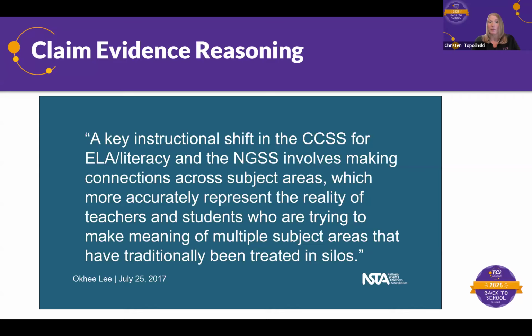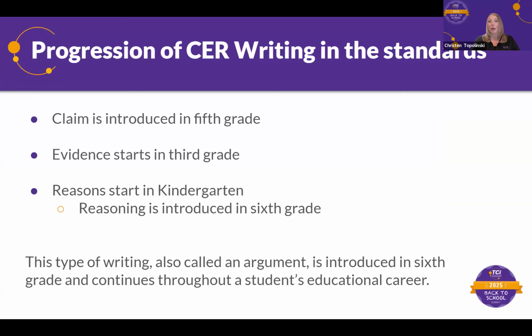So the key to claim evidence reasoning is really that we're communicating out some of the things that we've found as we go through these investigations. When we look at the progression in the standards, claim is introduced in 5th grade, evidence is in 3rd grade, reasons actually start in kindergarten, but reasoning is not introduced till 6th grade. So 6th grade is really where everything comes together.